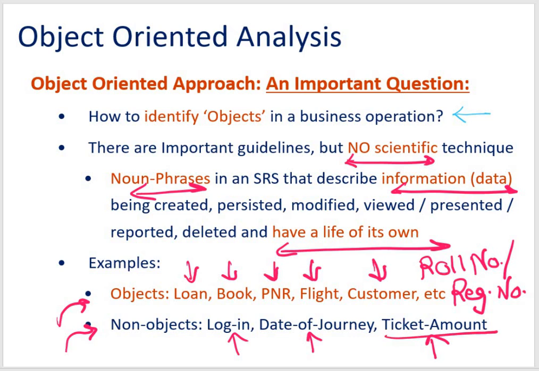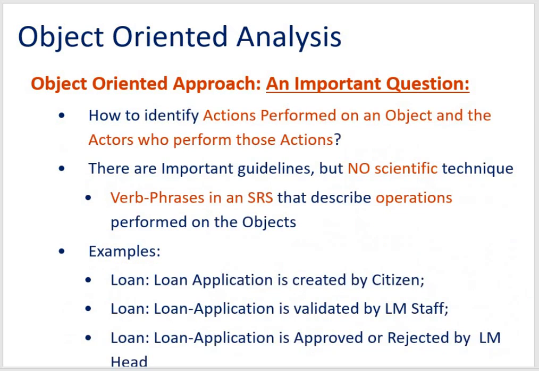So some of the non-objects can be your login, date of journey, ticket amount, right? Because ticket amount can be common for several people. Date of journey can be common for several people, and on the same date I can have multiple journeys as well. So these things are non-objects. I cannot consider these as objects because they are not unique. My book number will be unique, PNR will be unique, roll number will be unique, registration number will be unique, right? Customer ID will be unique, and these things can be considered as the objects.